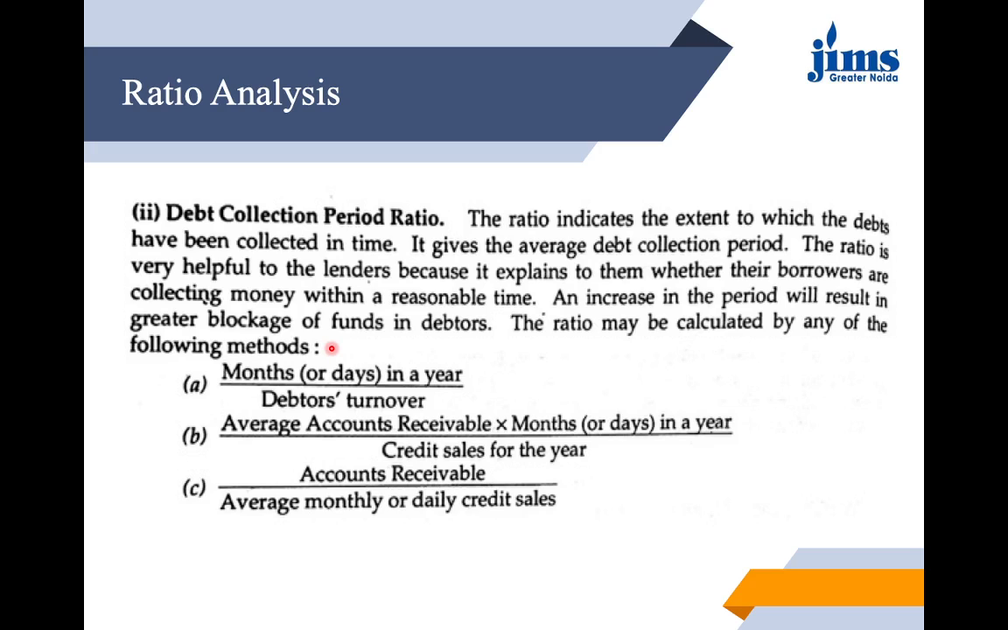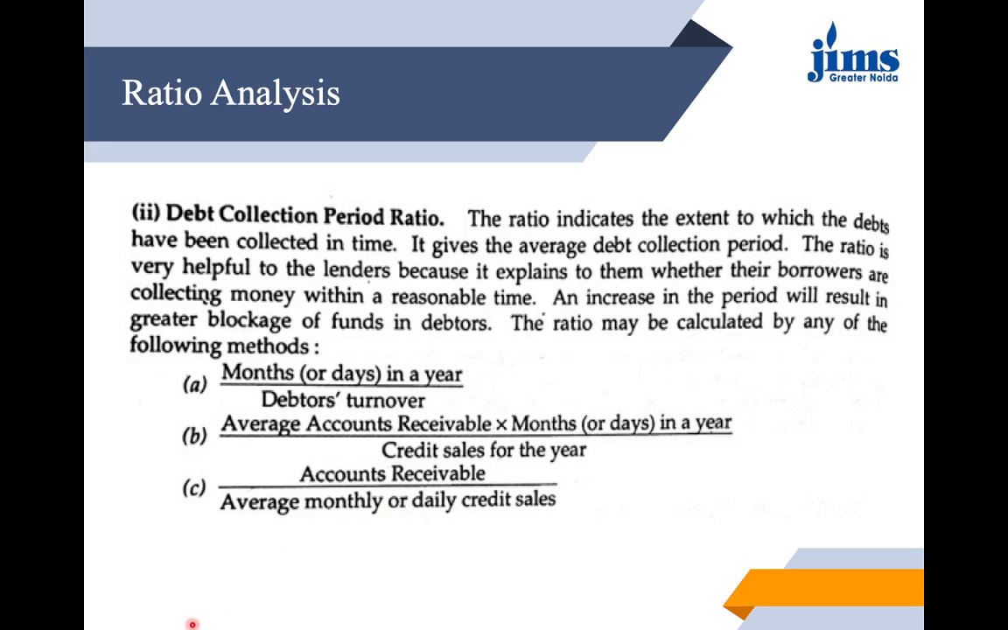The ratio may be calculated by any of these formulas. Somewhat these formulas are similar. Let's try and understand how. Months or days in a year, as it is given in the question, upon the debtors turnover, if the debtors turnover is given to you. Otherwise, you can just put the formula of debtors turnover here: credit sales of the year upon the average accounts receivable, where the denominator has moved to the numerator. So the first and second formulas are almost the same. The third is the average accounts receivable upon the average monthly or daily credit sales.